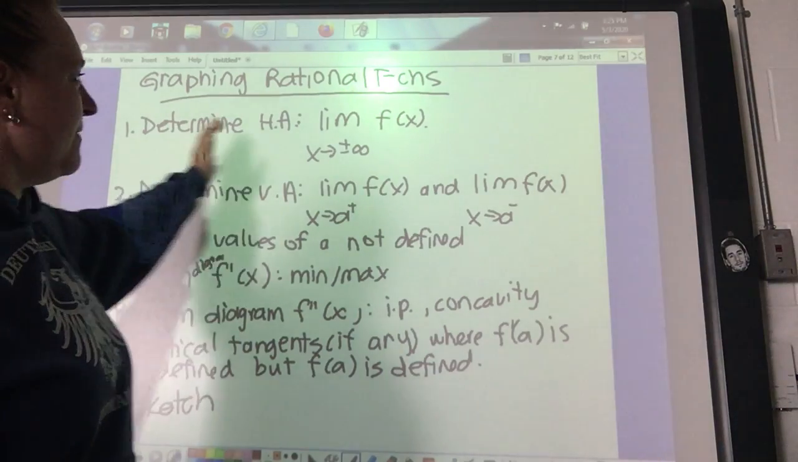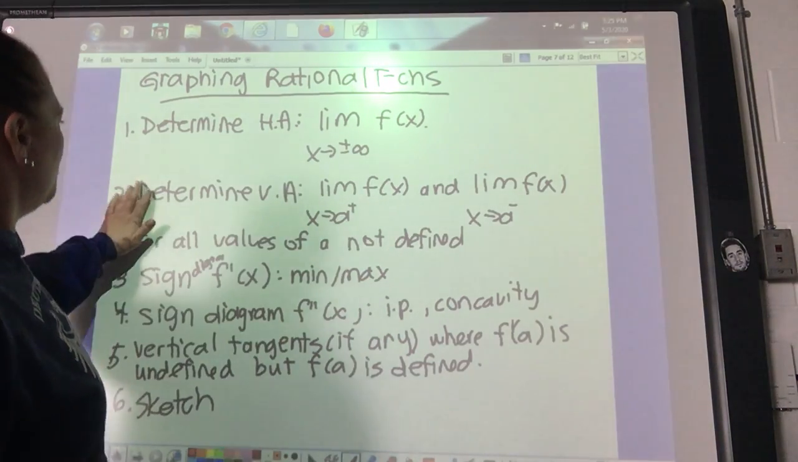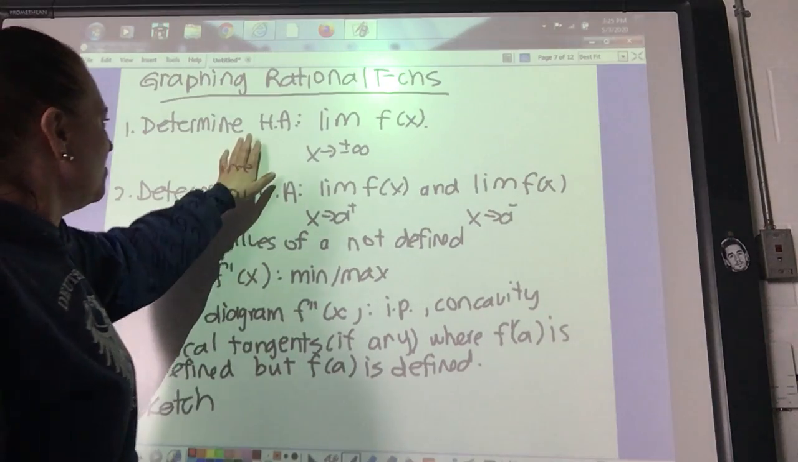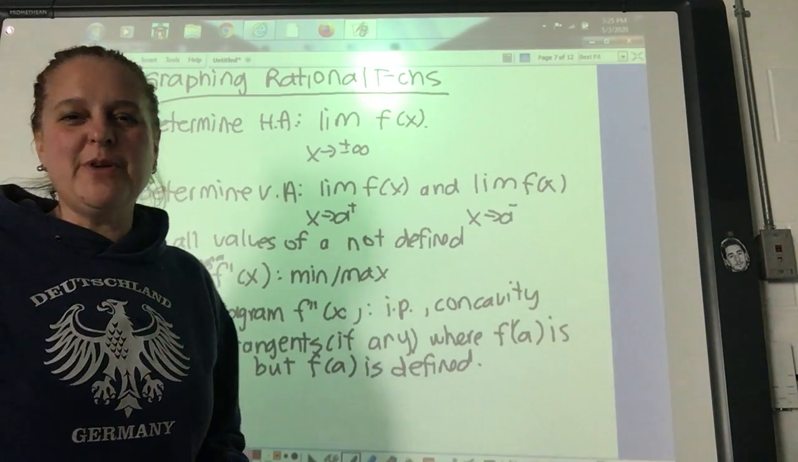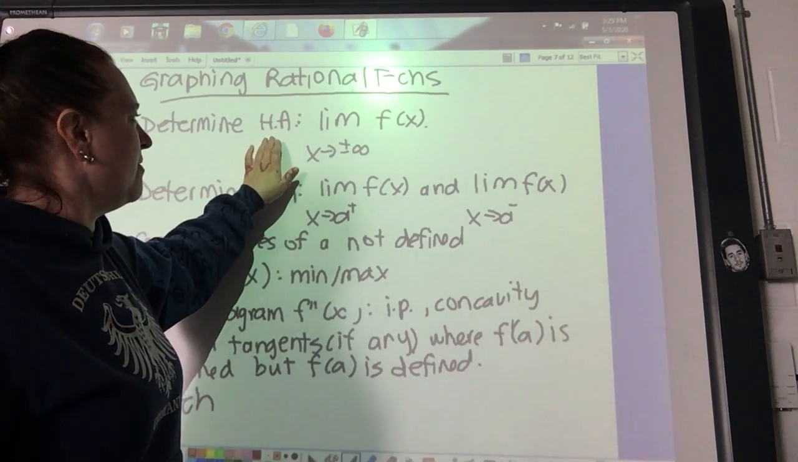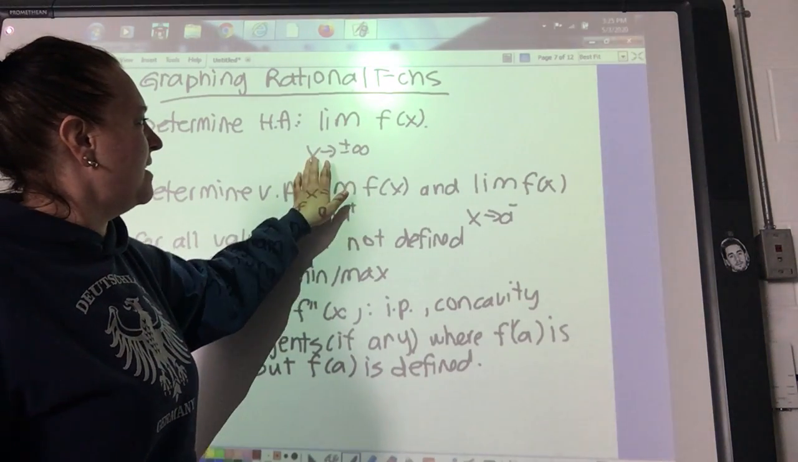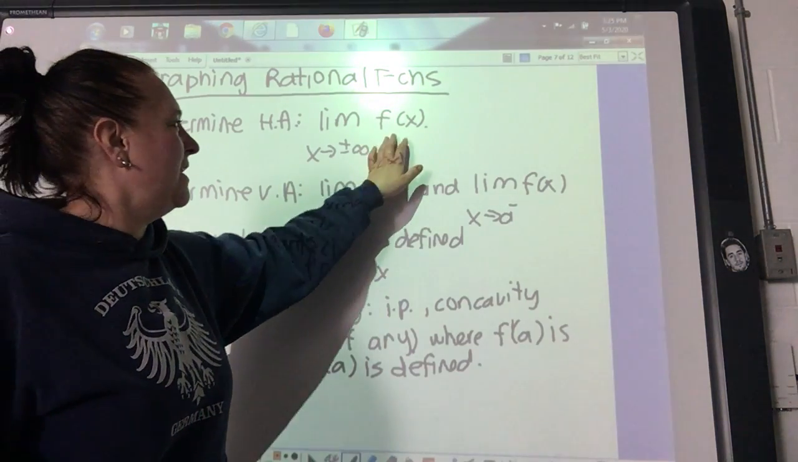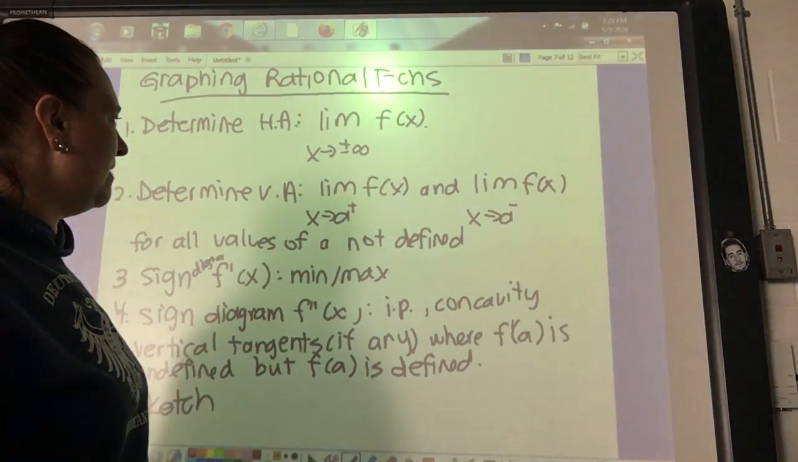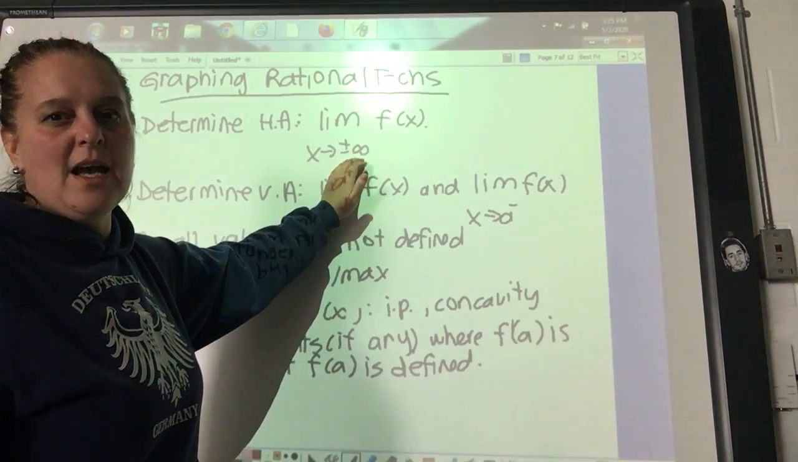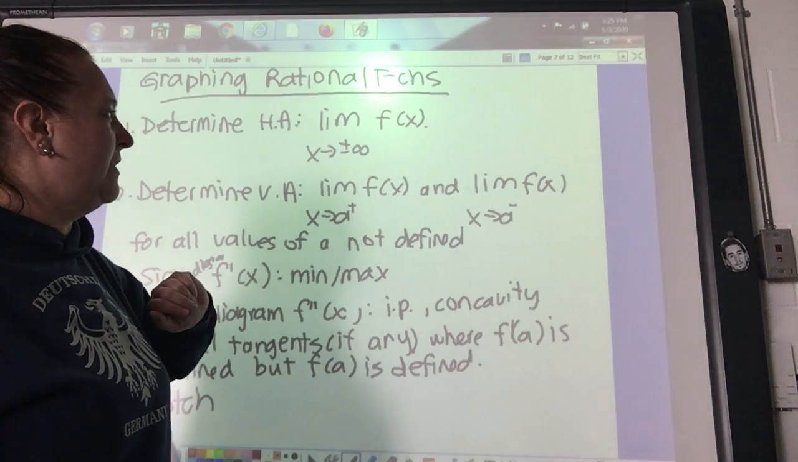So for the steps of graphing rational functions, there are just two pre-steps. The first one is to determine the horizontal asymptote. We know how to do that. That was our very first unit back in February. To determine the horizontal asymptote, you have to test the limit of x approaching plus and minus infinity for that function. I'm not going to go through that again because we did that back in February.